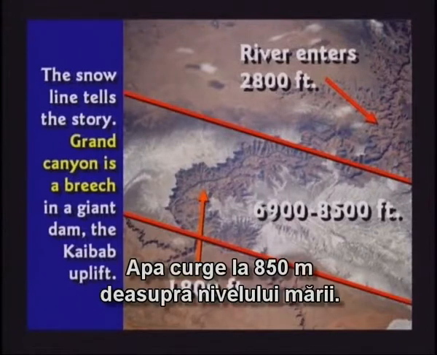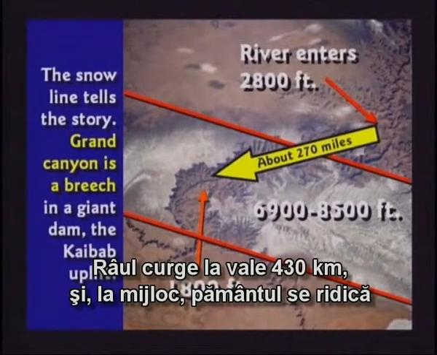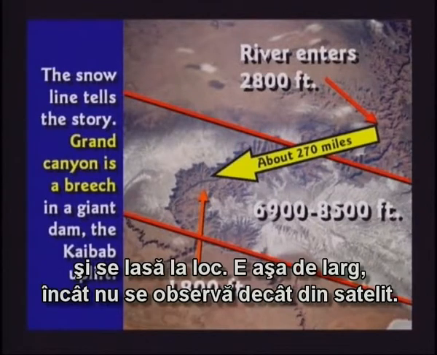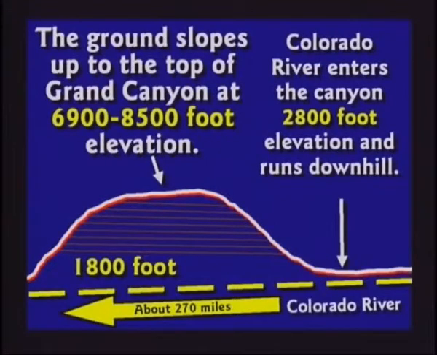The elevation of the river at that point is 2,800 feet above sea level. The river flows downhill for 270 miles and comes out the other side. And in between, while the river's flowing down, the ground is rising up and then slowly coming back down. It is so wide, 270 miles, that you don't notice it until you get way back and look at it from a satellite.